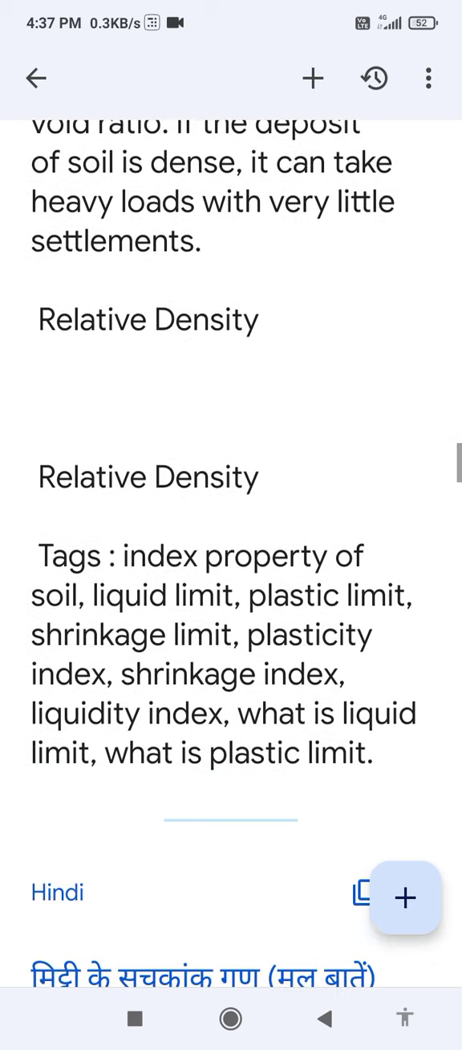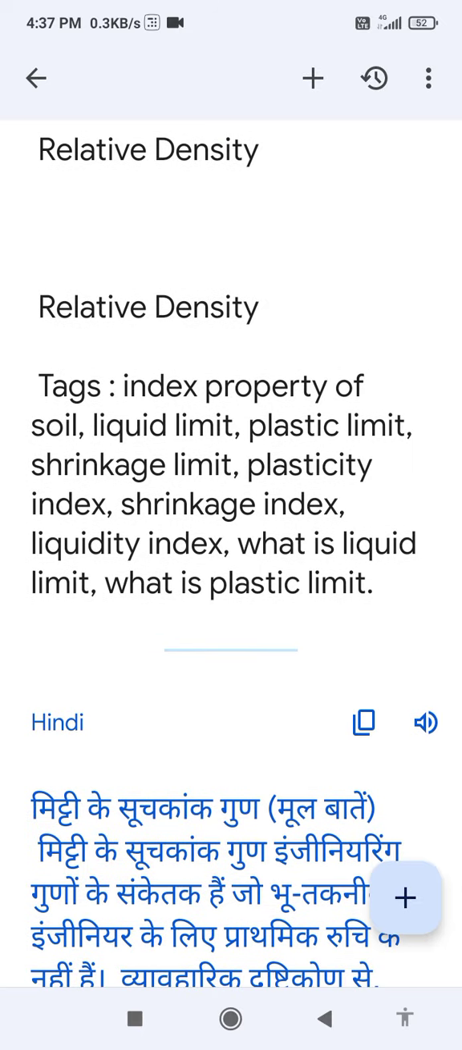Relative density. Tags: index property of soil, liquid limit, plastic limit, shrinkage limit, plasticity index, shrinkage index, liquidity index. What is liquid limit? What is plastic limit?